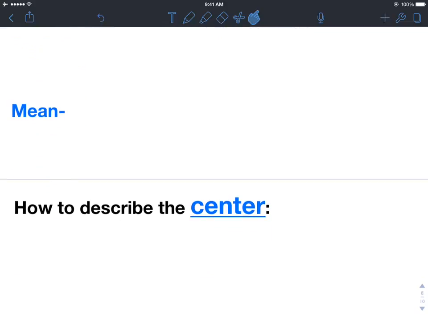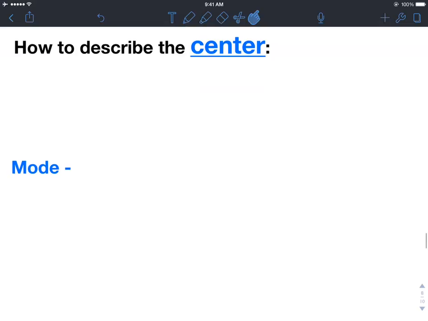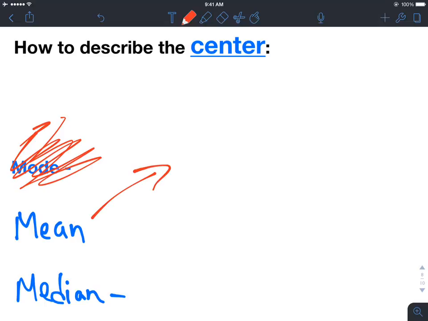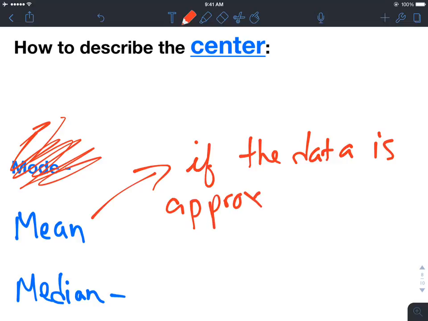And then describing the center, you're actually going to have three things: mode, mean, and median. Well, remember we discussed mode is not very good because we really only use that for categorical data. So I'm going to get rid of that. Mean is a good way to describe the center if the data is approximately normal.